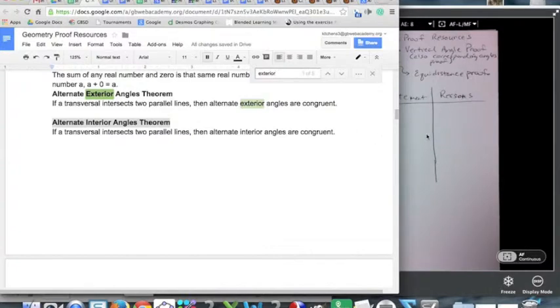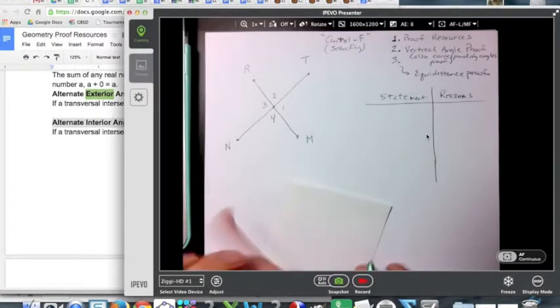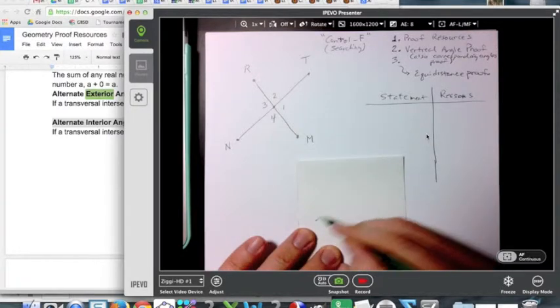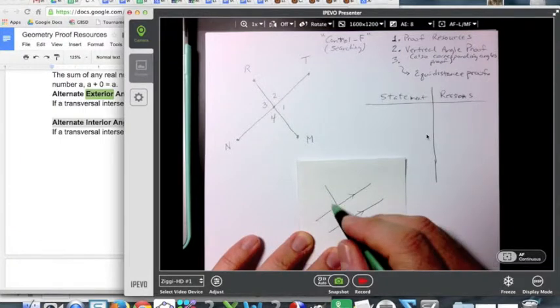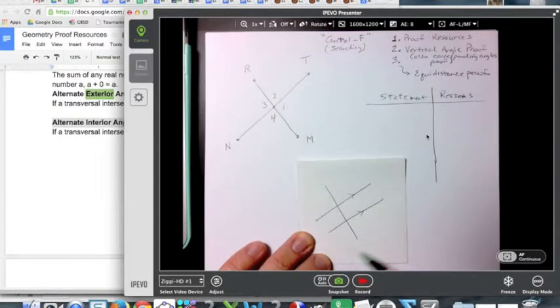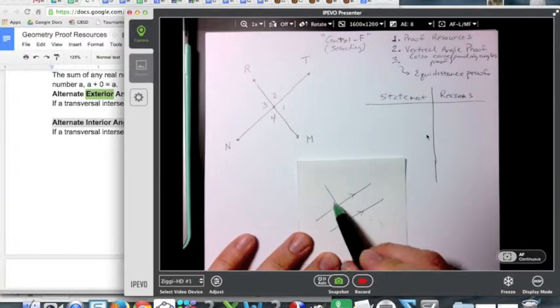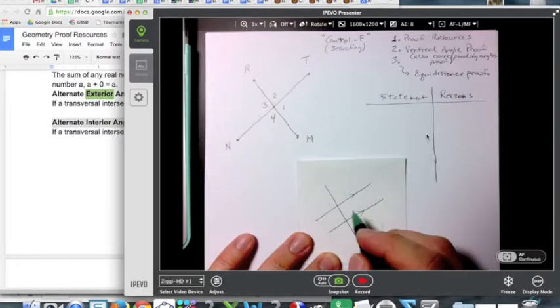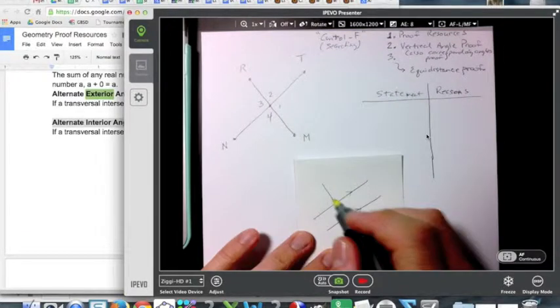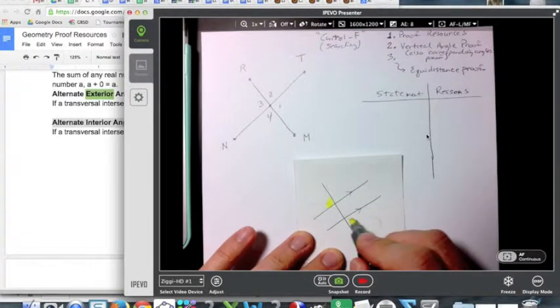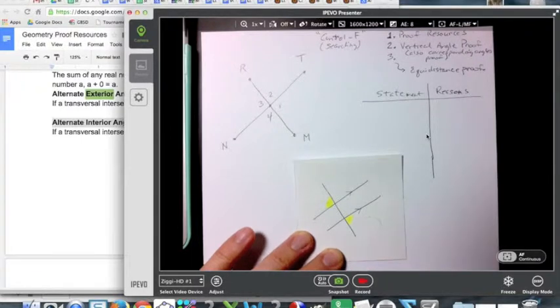With alternate exterior angles, if you have 2 parallel lines and a transversal, exterior means it's on the outside of the lines, so out here somewhere. Alternating means that they go on opposite sides of the transversal. So alternate exterior angles might be this angle right here, I don't know if you can see that yellow highlight, and this one over here. Those would be alternate exterior.